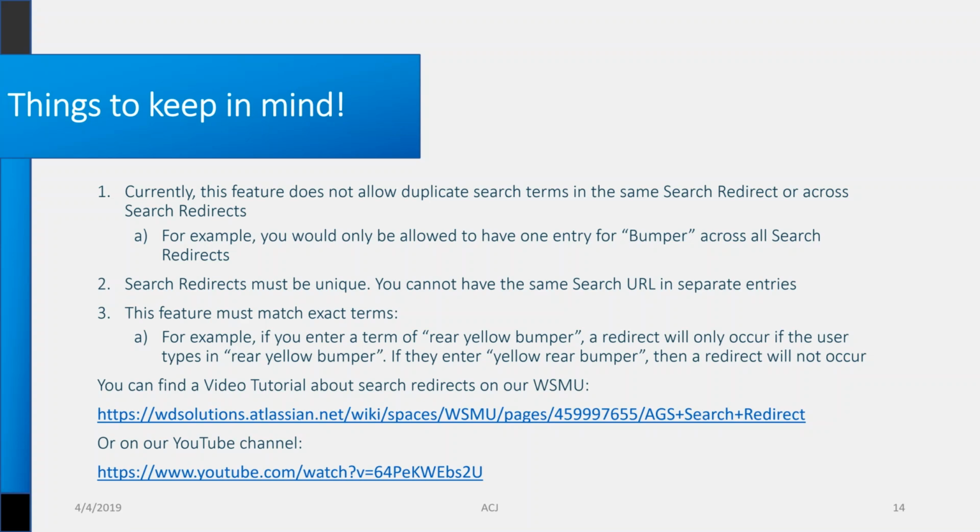Number three is that the feature must match exact terms. An example of this is if I type in rear yellow bumper, a redirect will only occur when I type in rear yellow bumper. If the user types in yellow rear bumper, a redirect will not occur.